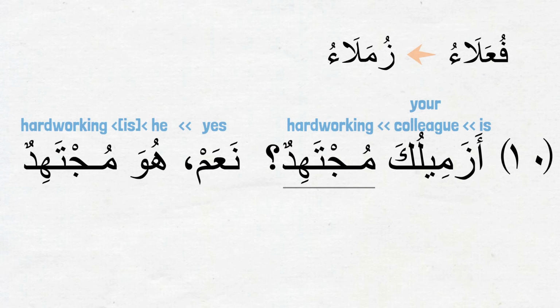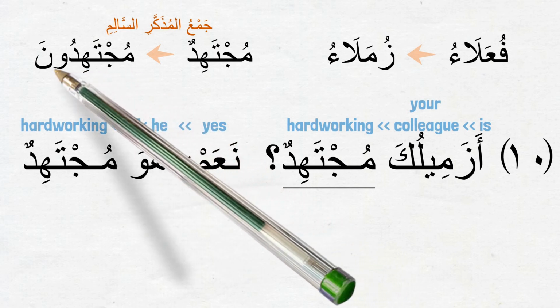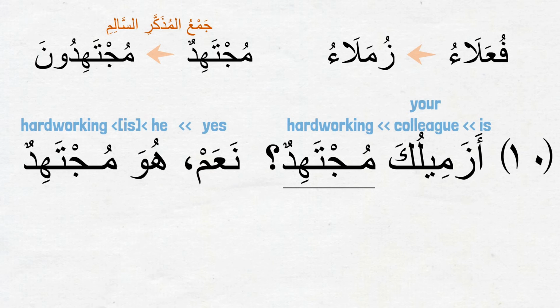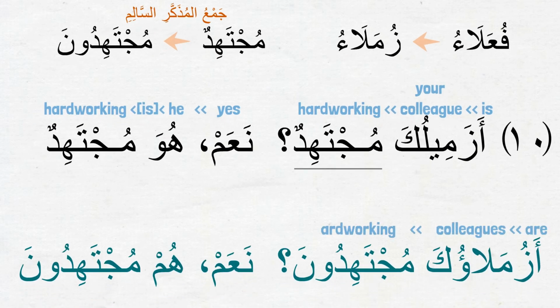The plural of مجتهد is جمع المذكر السالم. So we add the suffix una to the end and it becomes مجتهدون. Then the plural versions of the question and the answer will be أزملاؤك مجتهدون؟ نعم هم مجتهدون. Are your colleagues hardworking? Yes, they are hardworking.